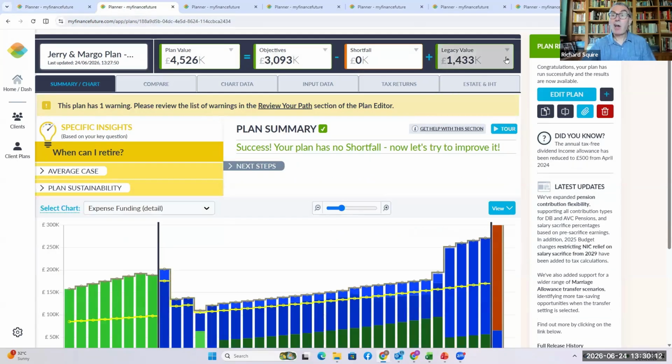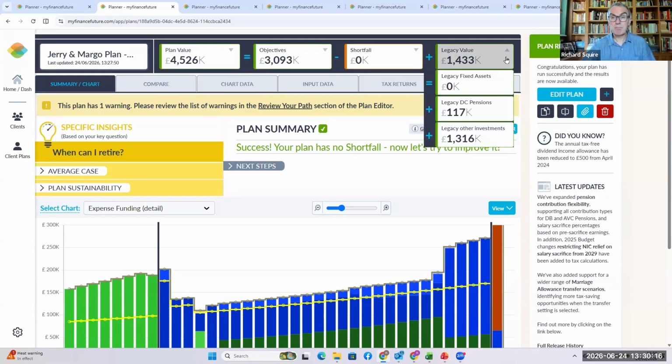And now we have a higher legacy value. So from 1385 it's got to 1433, but some of that's in pensions. So we've got the 1316, which is essentially the value of the house, which hasn't changed from the previous one. The rest is in pensions. As we mentioned earlier, the key differences in pensions are they're taxable for the beneficiaries, so we're going to have to knock some off to allow for the income tax that any beneficiary will have to pay on that, and they're also less flexible.